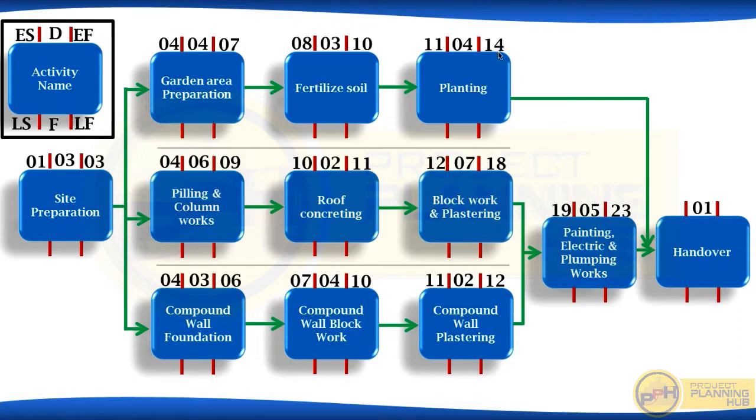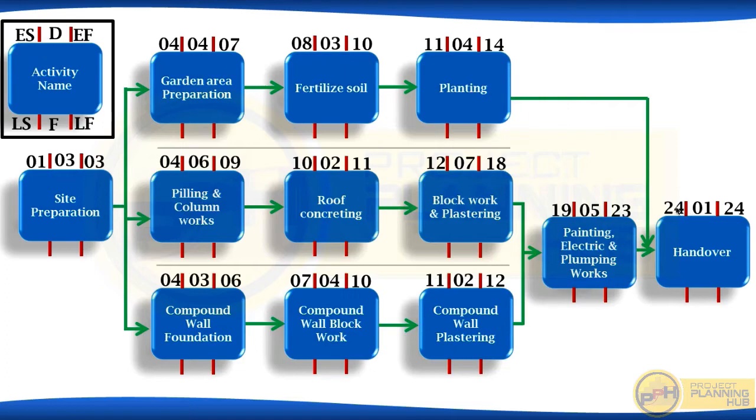So we need to apply same logic as of here. Out of these two, planting will finish first, but handover will not start after planting. Why? Because of this activity. Now handover will wait up to 23rd. Then only it will start. So it will start on 24th. Duration is 1 day. So same day it will finish. So finish date is 24.